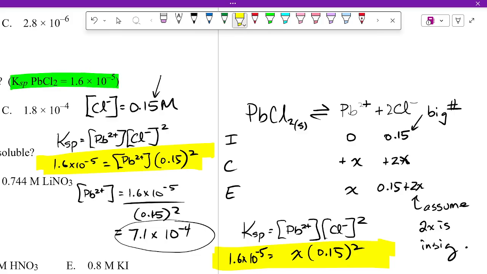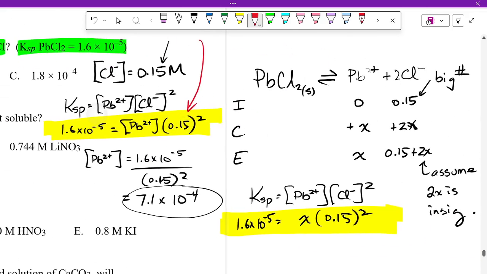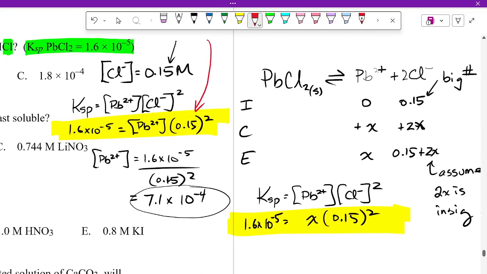Because it's multiple choice, I wouldn't bother with the RICE table. I'd just assume that the concentration of chloride is all from the hydrochloric acid. Did that make sense? Yeah, okay. Does anybody else have any other questions?